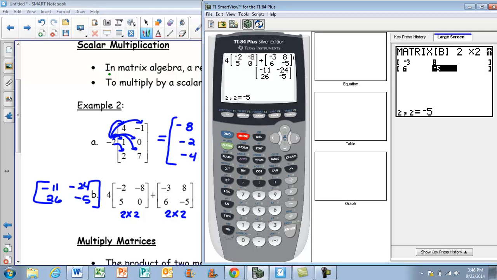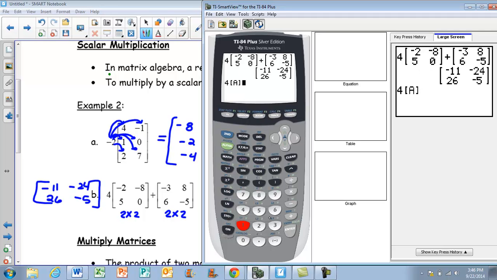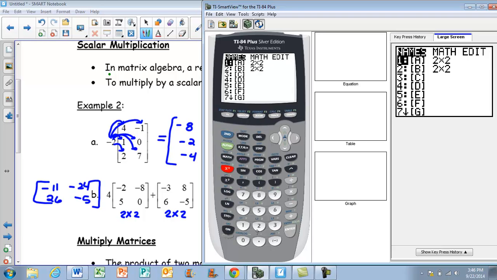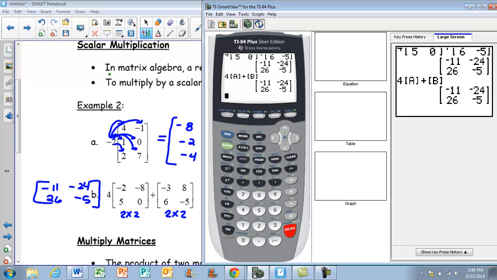Go to second quit. Now from here, you're going to put your 4 in, then you're going to go to your matrix window again. This time you're going to stay on that main screen of 1, and then we have our addition, second matrix 2, which gives me B. If I hit enter, I get the same exact answer. So you either have 2 screens to go into. You're either going into the alpha y equals, or you're going into that second matrix screen.